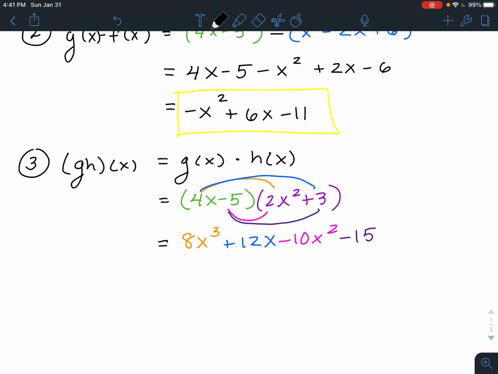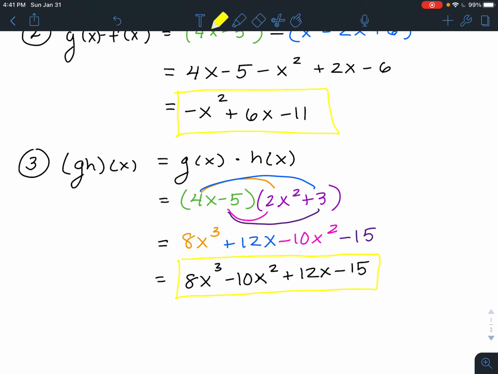I don't have any like terms to put together, but I do like to rearrange these so the powers go in order. So I'm just going to rearrange it so it's 8x cubed minus 10x squared plus 12x minus 15.